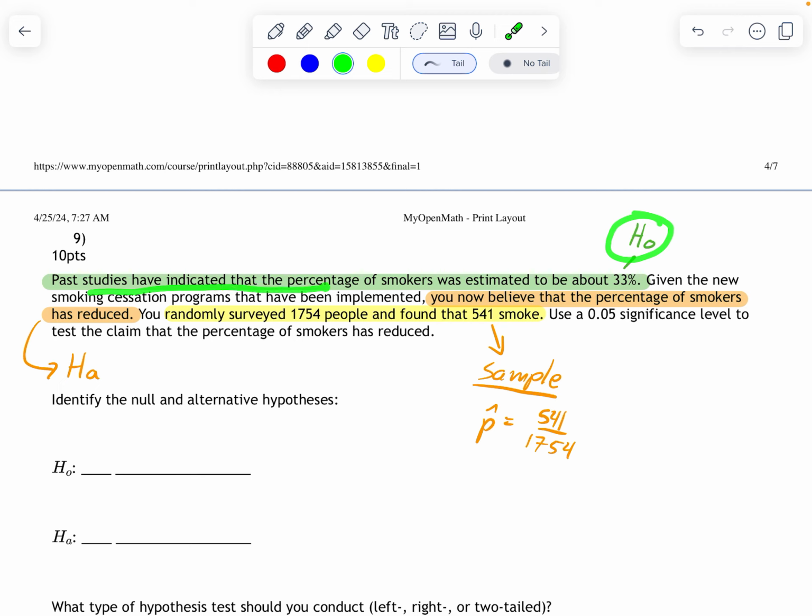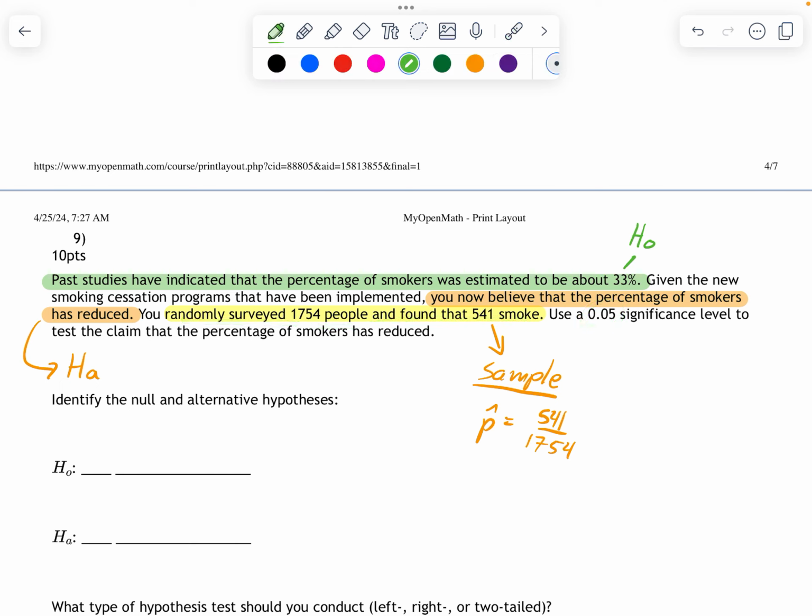Past studies have indicated. This is kind of speaking very generally of the entire population. There's new smoking cessation programs that have been implemented. People don't smoke as much now. We now believe the percentage has reduced. So that's going to be your alternative. It has gone down. Here, yellow is your sample, and we're going to use an alpha of 0.05.